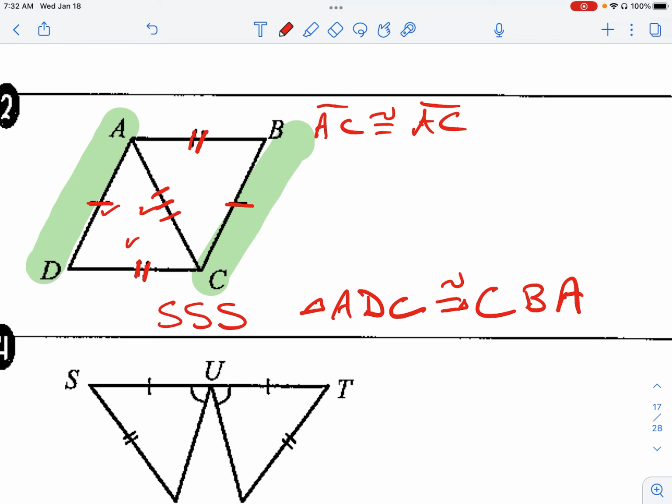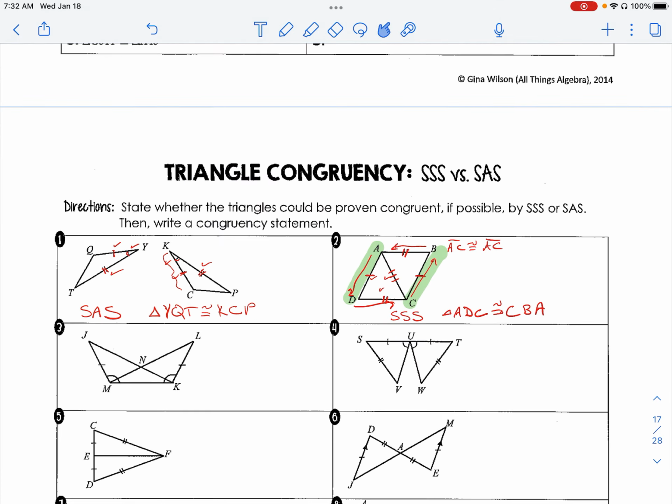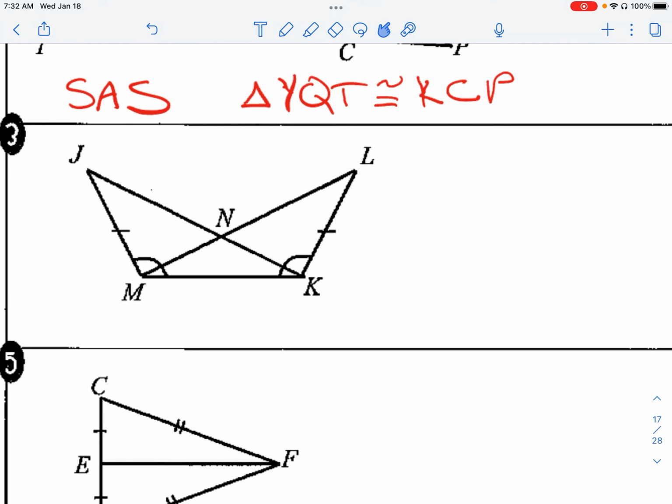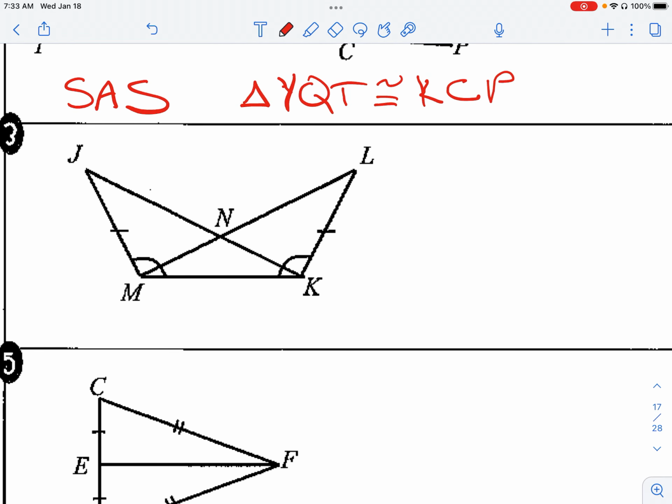Make sure you're going in the same direction with your congruent sides and our angles. Number 3, we have two congruent sides. We have a congruent angle. So we need MK to be congruent to MK. That's our reflexive property. So we have side, angle, side.